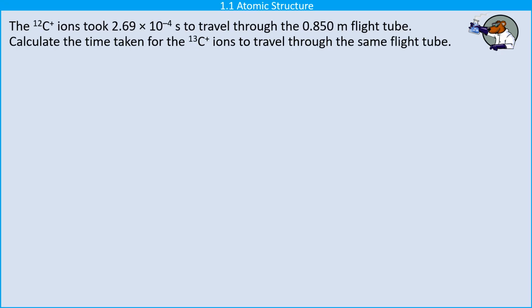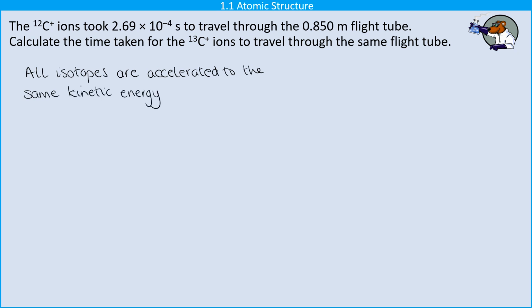In the previous video in this series, we also looked at time of flight mass spec, but in this question, we're not working out the distance again, we're actually looking at the time taken, and we're going to consider two different isotopes. So the key to unlocking this question is understanding that in the mass spec, all ions are going to be accelerated until they have the same amount of kinetic energy. In other words, EK is equal to EK.